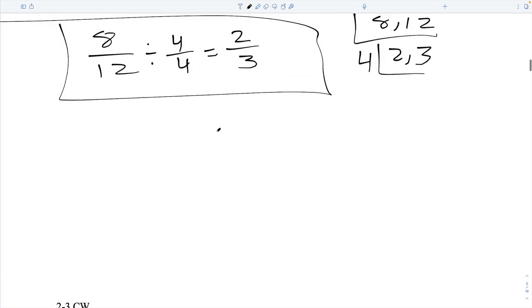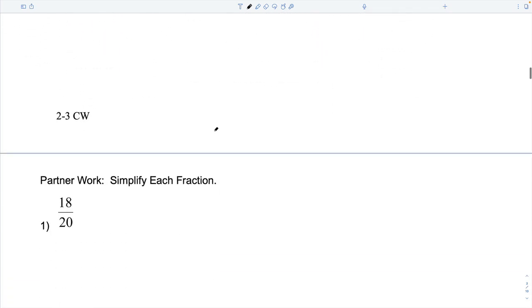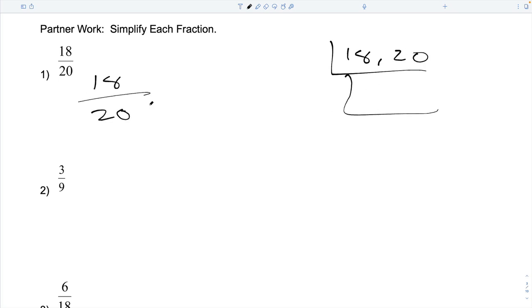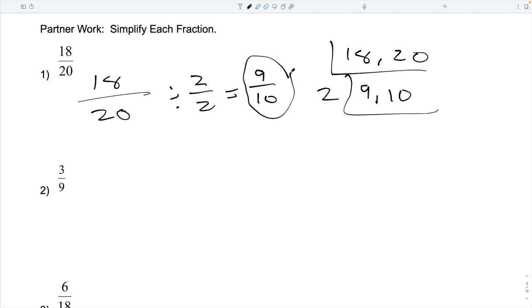You have one more example? No? No. Okay, go to partner work. 18 over 20. You're going to work with your partner for the next 3 minutes and start to hash out what I would divide top and bottom by. Check in with your teammates if you get an answer to make sure you're doing it correctly.